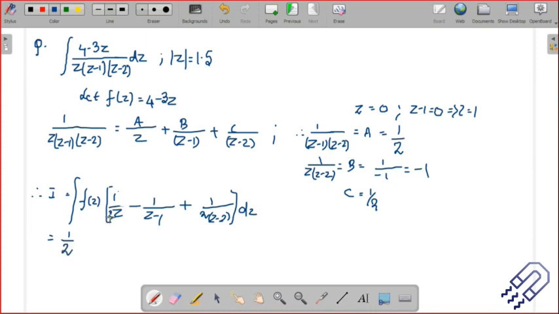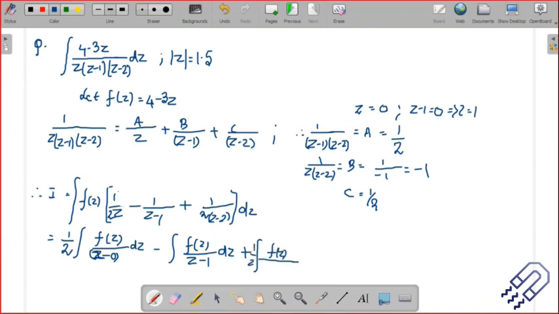So it is half. I can take out half from the first factor, so it will be just left out with the integral of f(z) divided by (z minus 0) dz. Okay, and then I can take minus, and this will be the integration of again f(z) divided by (z minus 1) dz, then plus the integration, and this is again half, f(z) divided by (z minus 2) dz.